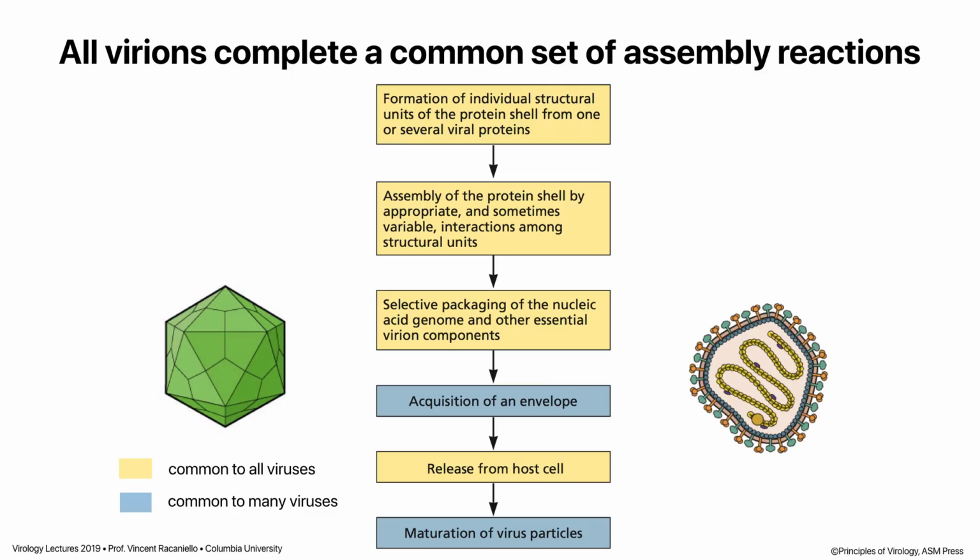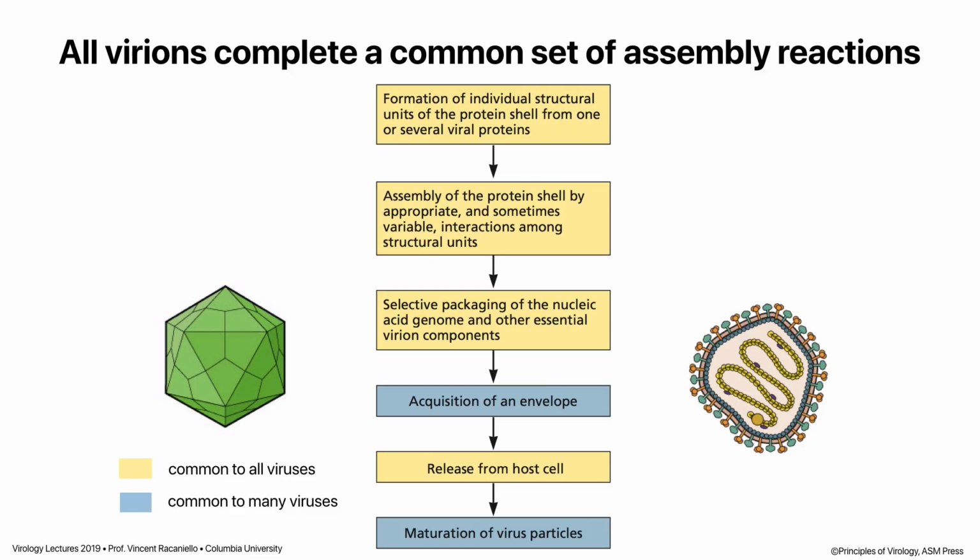All virus particles have a common set of reactions that they undergo in order to be built, and they're listed here. You start with formation of individual units of the protein shell. We talked about structure and how you have polypeptide subunits which assemble into larger and larger structures. Assembly of the shell by interactions among the subunits, which we talked about before. Packaging of the nucleic acid. We haven't talked about this very much, and we're going to discuss it today.